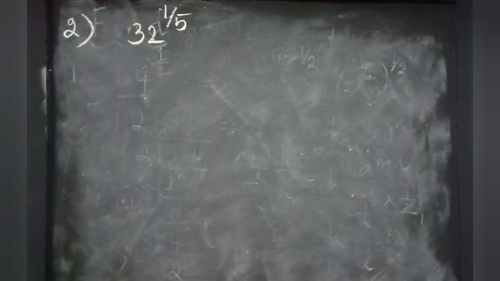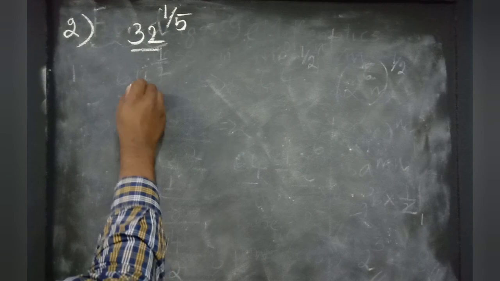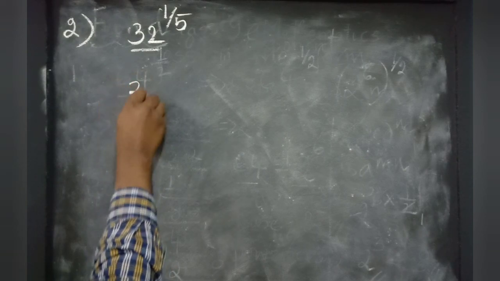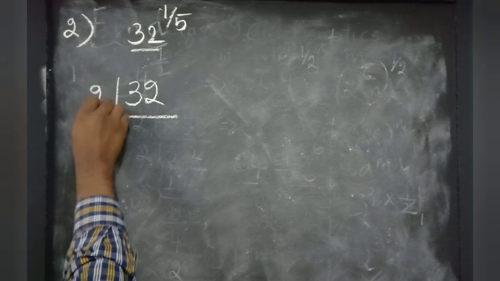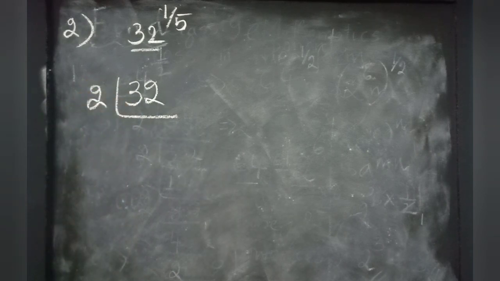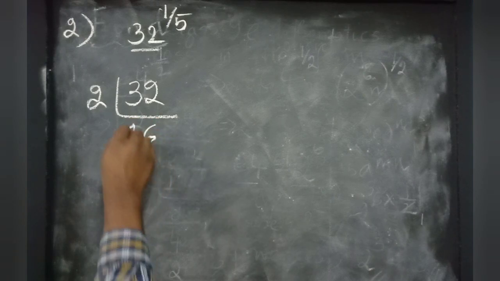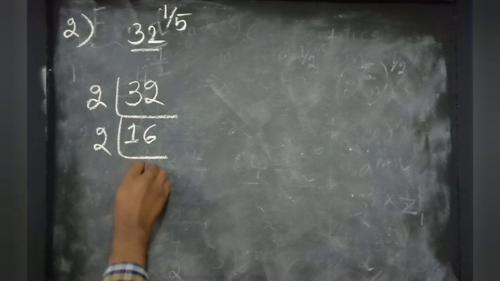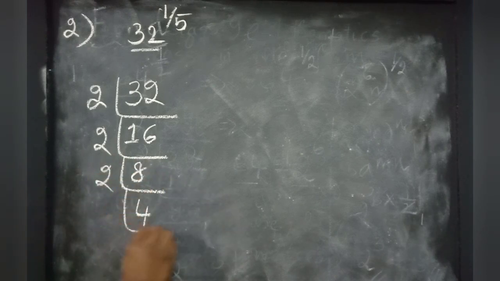Next question, 32 to the power 1 divided by 5. Now express 32 in the form of exponent. The first step is to factorize 32. The number which can divide 32 is 2. 2 1s are 2, 2 6s are 12. Next 2 8s are 16. Then 2 4s are 8. Then 2 2s are 4.